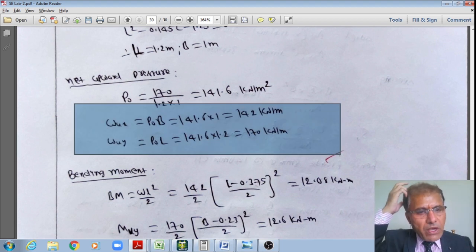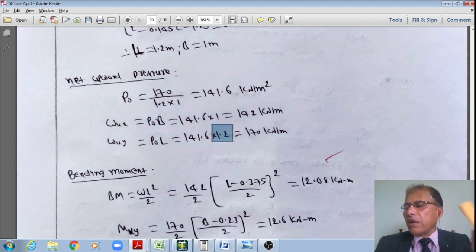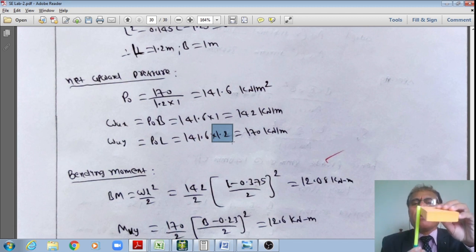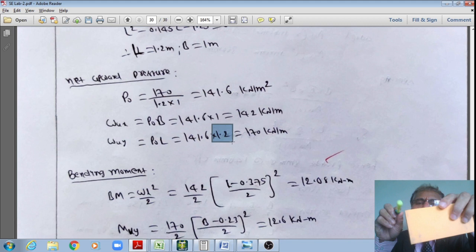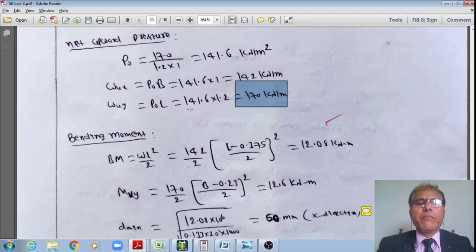P0 is 141.6 multiplied by 1, which is approximately 142 kilonewton per meter. Along the y-axis, it is approximately 141.6 multiplied by 1.2 meter. Here it is 1.2 meter, and the transverse direction is 1 meter, right? Therefore, a rectangular footing is proposed. It works out to 170 kilonewton per meter.